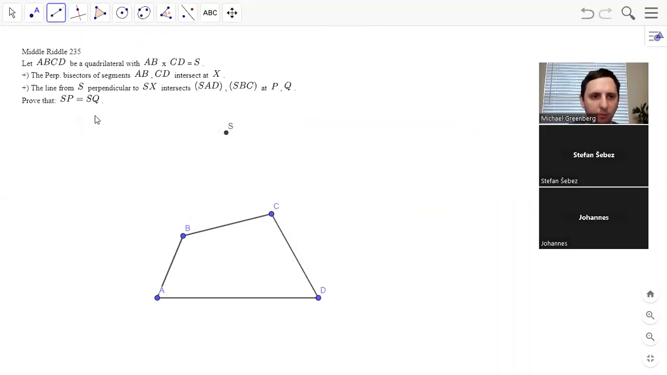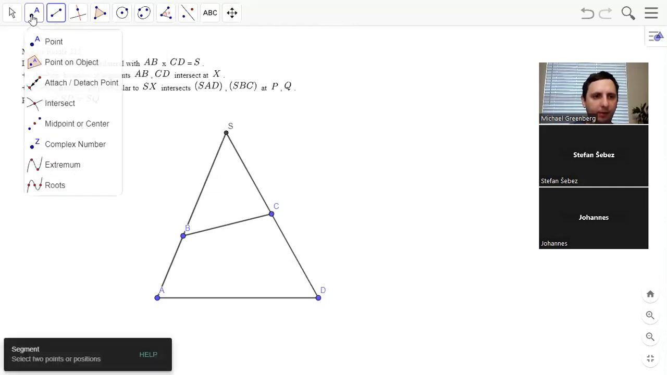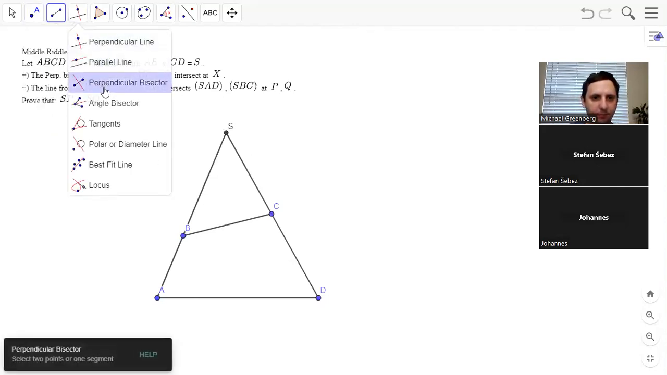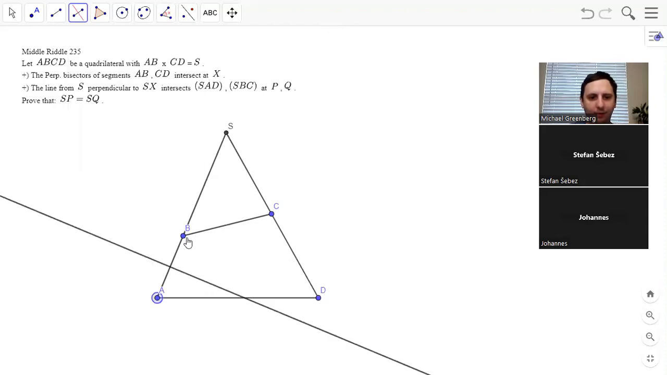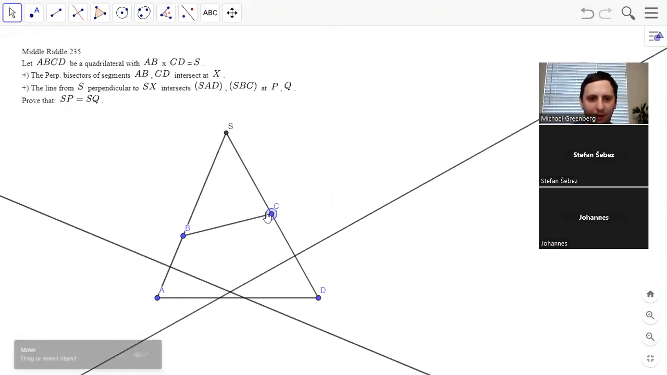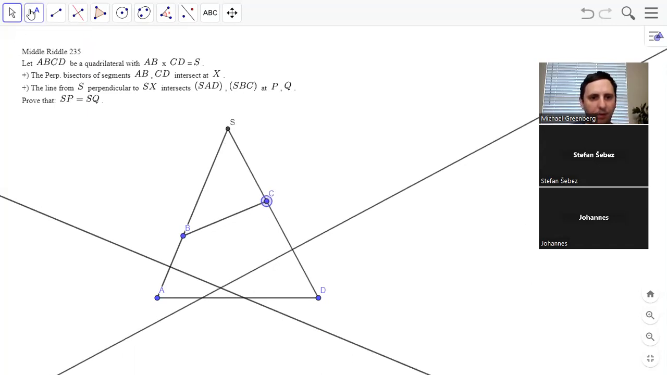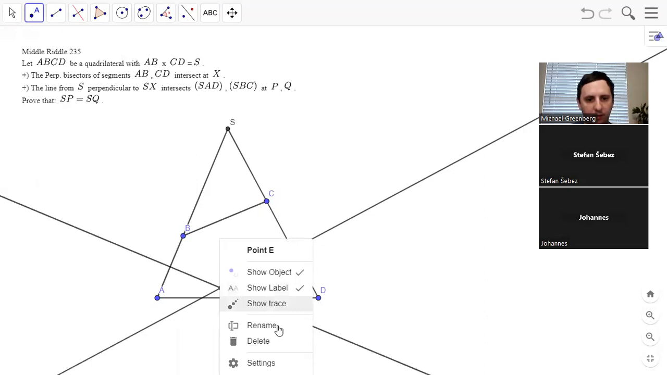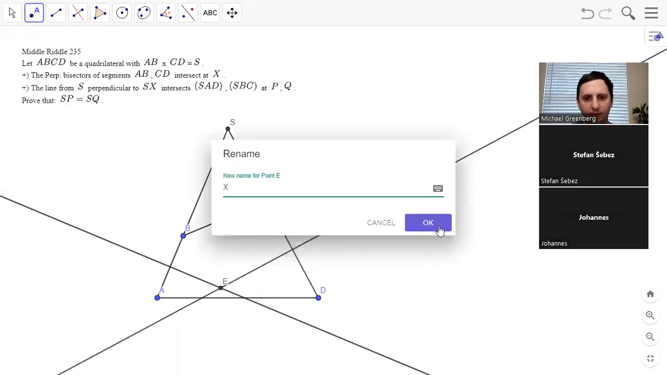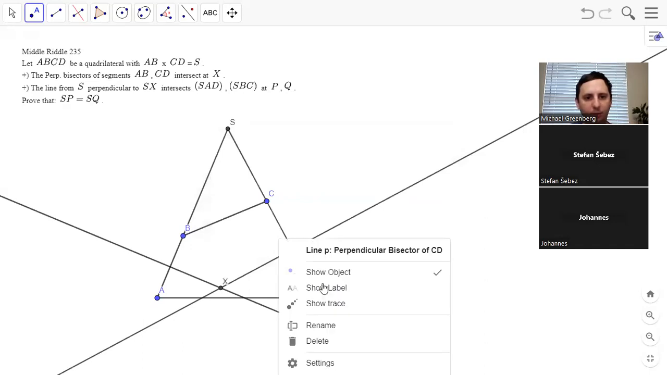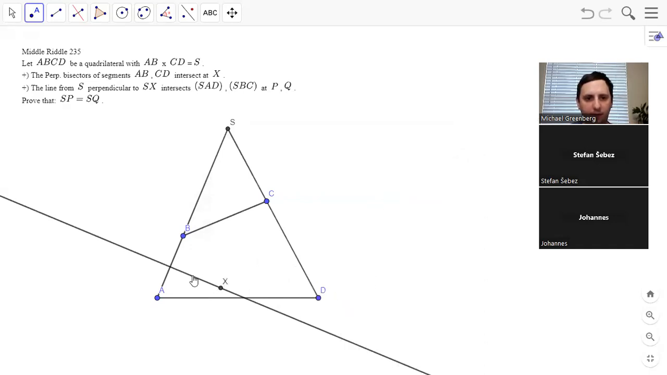So we just got started with the first problem. AB meets CD at S. We draw the perpendicular bisectors of AB and CD. This almost feels like a generalization of some problem where ABCD is cyclic, because if ABCD was cyclic, then this would be the circumcenter of it. All right, so these intersect at X. And the line from S perpendicular to SX, we try to see where it intersects those 2 circles.